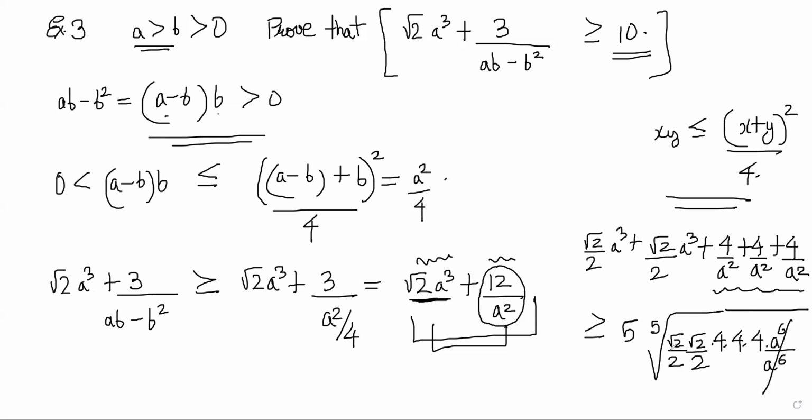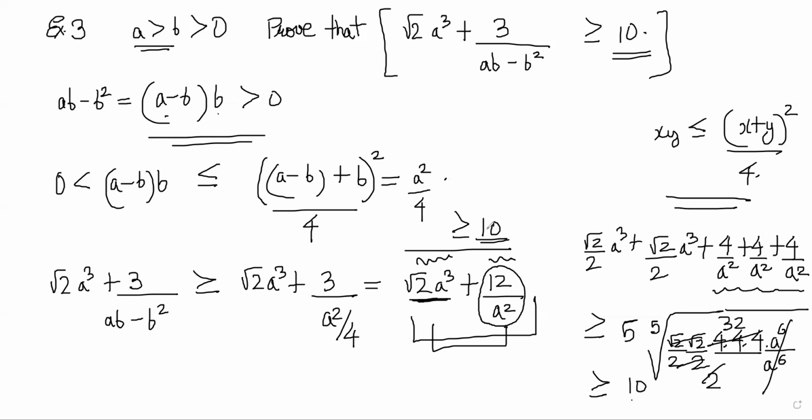So this gets cancelled and you have basically 1 by 2, and this is 64. So 64 by 2 is 32. So 5 times the fifth root of 32 is 10, right? So this is greater than or equal to 10, coming obviously by AM-GM.